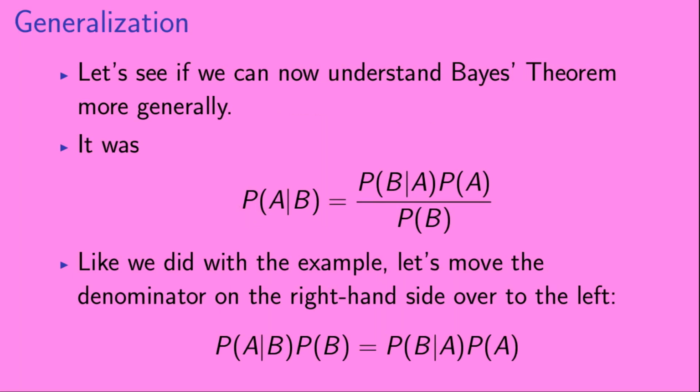Okay, let's see if we can now understand Bayes' theorem more generally. So it was the probability of A given B is equal to the probability of B given A times the probability of A divided by the probability of B. Like we did with the example, let's move the denominator on the right-hand side over to the left. So this gives us the probability of A given B times the probability of B equals the probability of B given A times the probability of A.